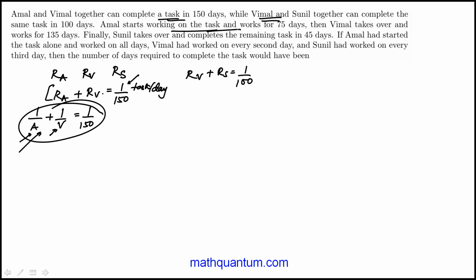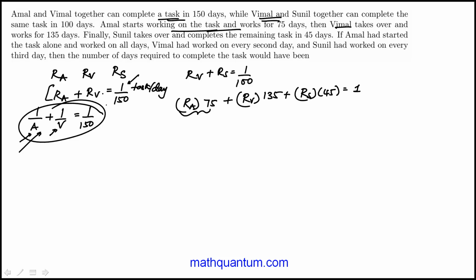And then this translation is, I'll start with the rate of Amal multiplied by the number of days. That would be the fraction of the job he did in the 75 days. And then Vimal, RV times 135, and Sunil would be R sub S times 45, and that has to be equal to 1 because they're completing the entire job.